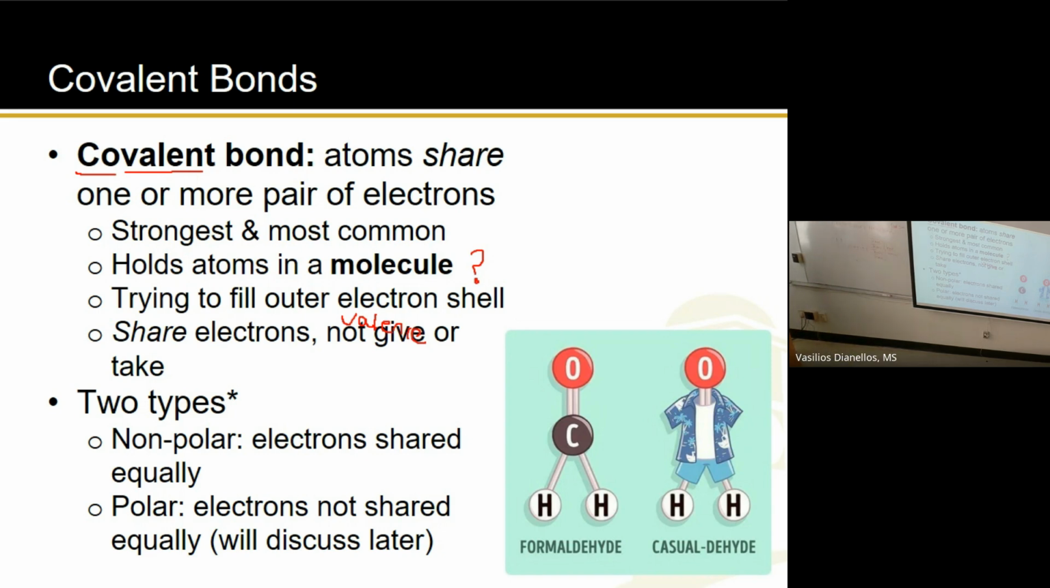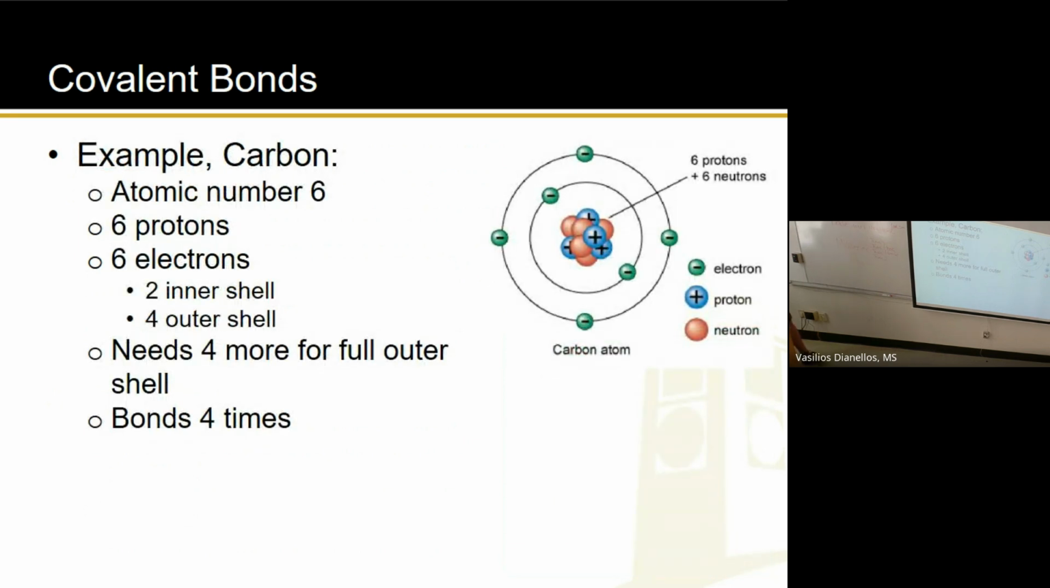All right, let me give you some examples of covalent bonds and why they happen and how they happen. And we'll talk about carbon. This will be a big one. You're going to use this a lot next week in lab. This is just an example.